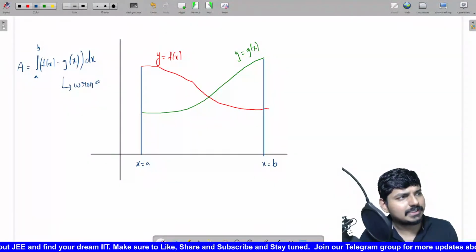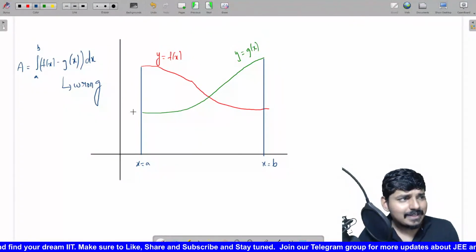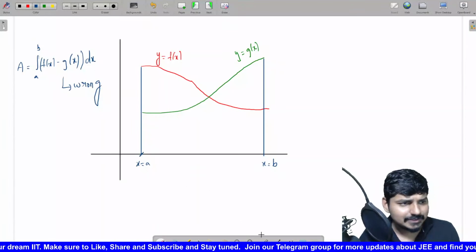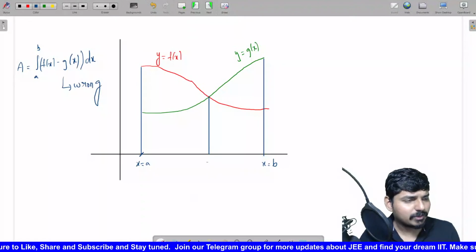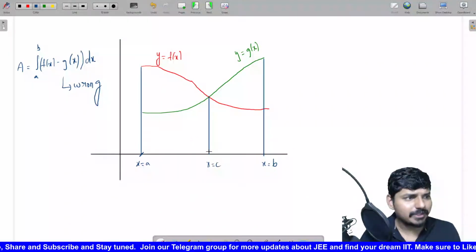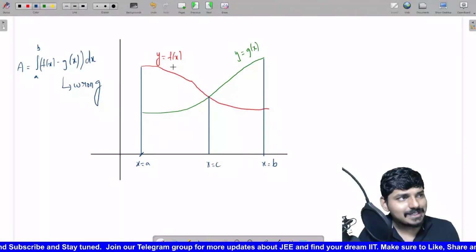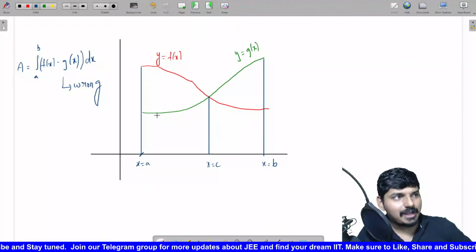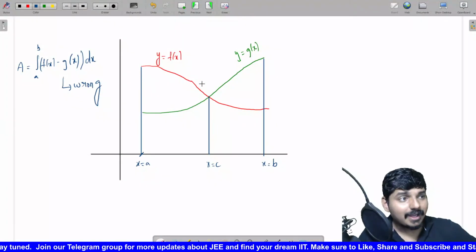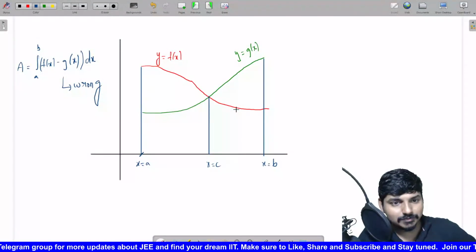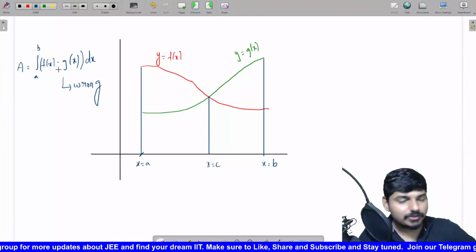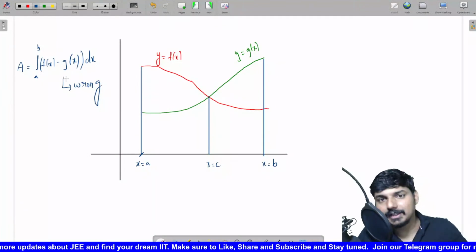The reason is quite simple, because you see between this point and let us say this particular point, which is going to be x is equal to c, between a and c, you see f of x is the upper curve and g of x is the lower one, and between c to b the green one is the upper curve, the red one is the lower one. So you cannot do it in this way. If you do it in this way, you end up getting a wrong answer, guys.